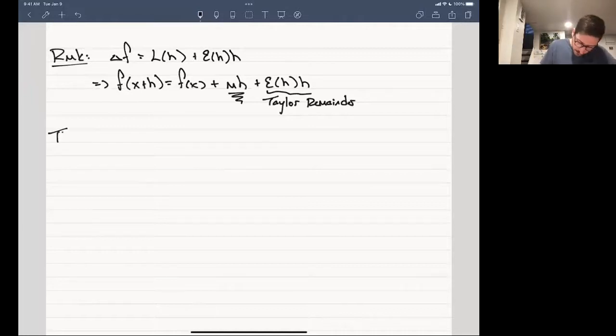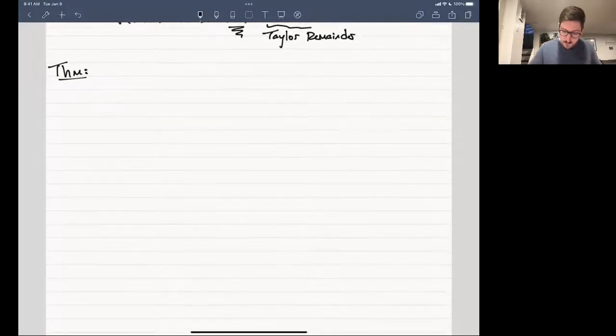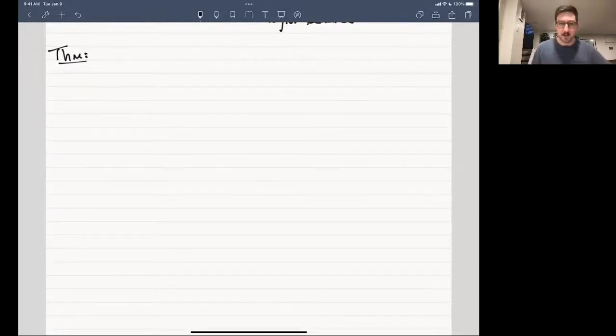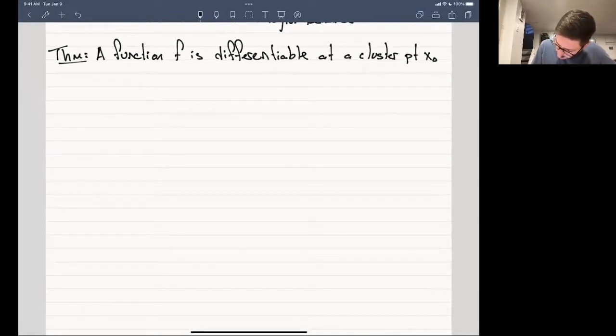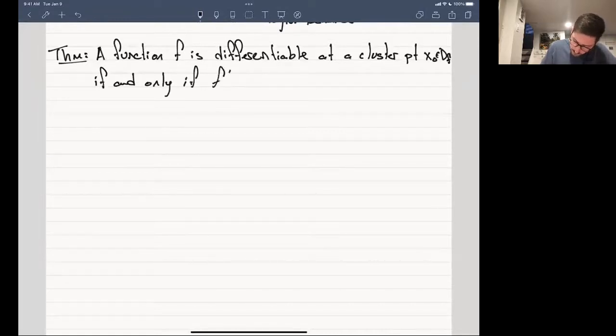Okay, so let me give you a nice theorem. And of course, it's going to tell us that the notion of derivative and differentiable are exactly the same thing. So a function f is differentiable at a cluster point, so we always need the cluster point here, x0, that of course belongs to the domain, or else this wouldn't make sense, if and only if f prime of x0 exists. Now we know what it means for that to exist. That means that the proper limit definition of the derivative exists.